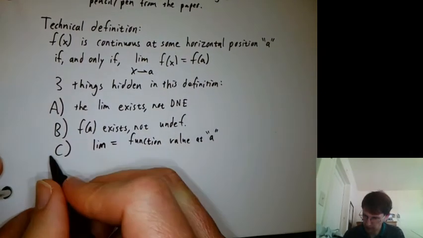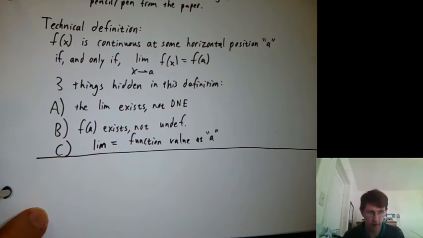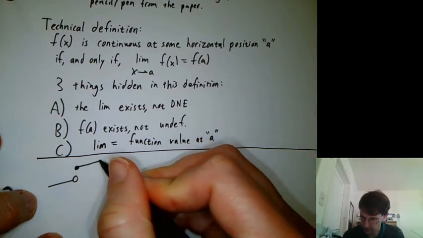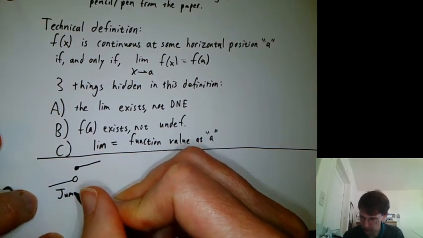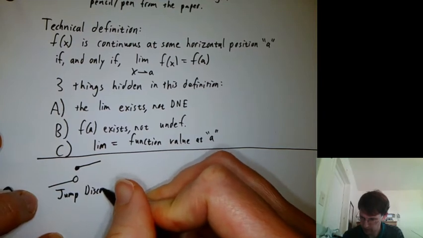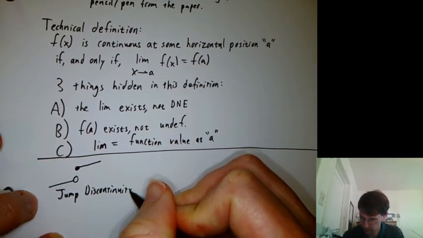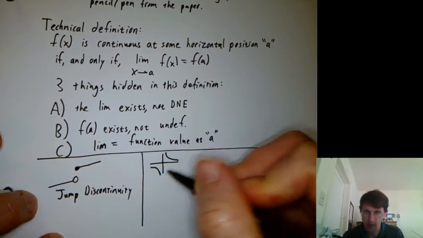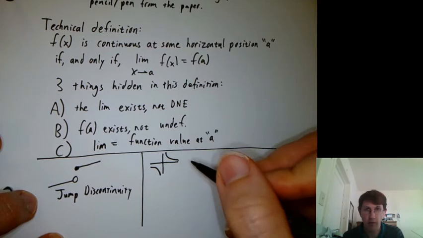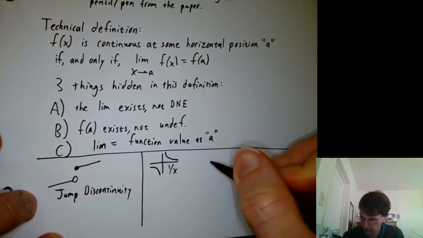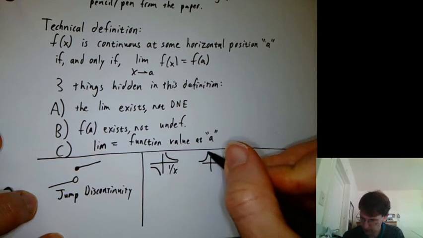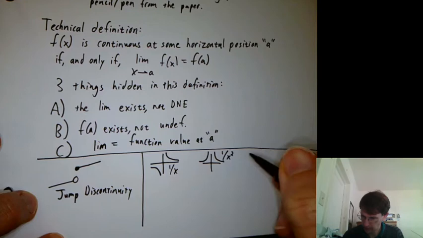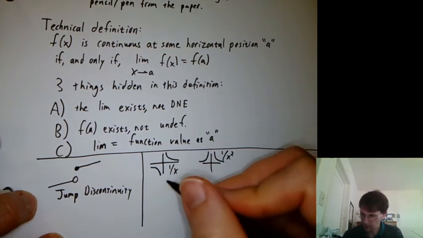Let's draw some quick examples of common ways that a function can fail to be continuous. There's this kind of discontinuity, which is called the jump discontinuity. There's functions like this. What function looks like that? Think about it real quick. 1 over x. Or functions like this. What function is like that? How about 1 over x squared? And those are called infinite discontinuities.